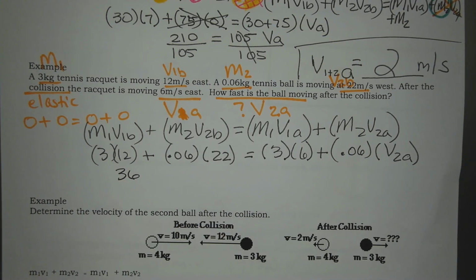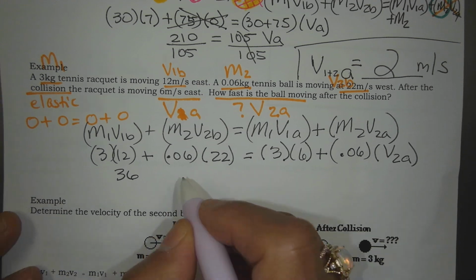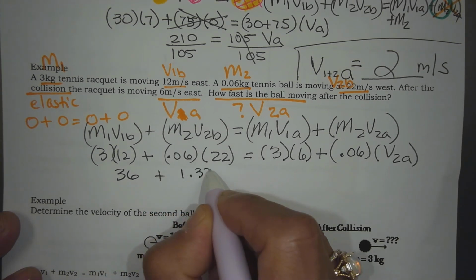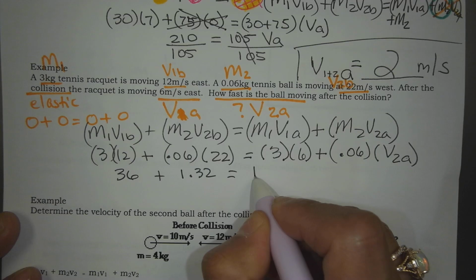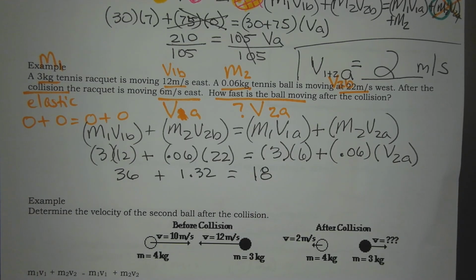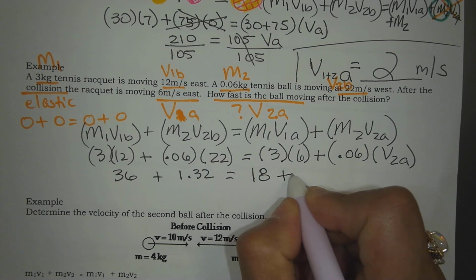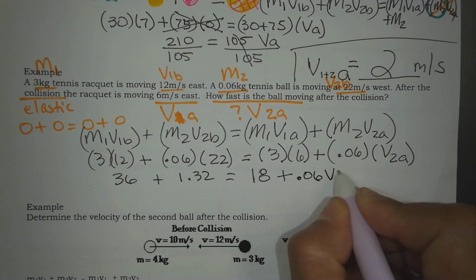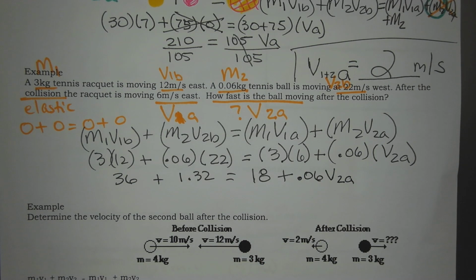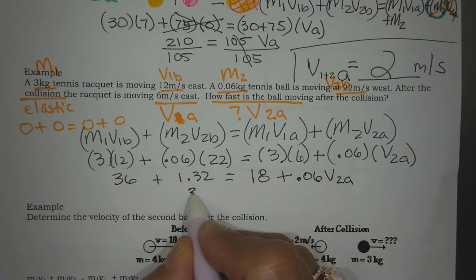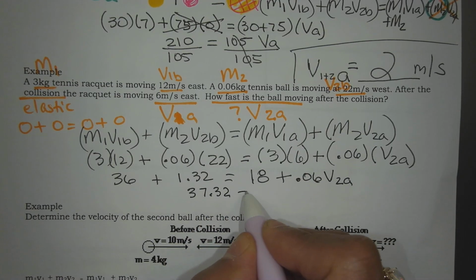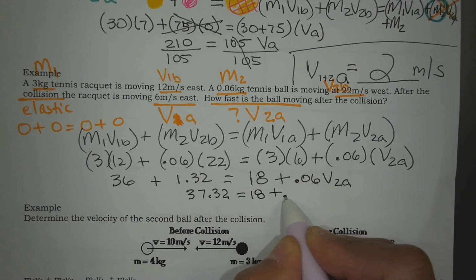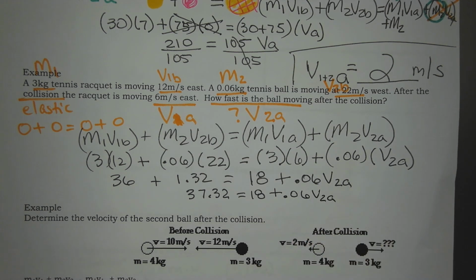This would be 36. I don't have the numbers in front of me, so let me get my calculator out. 22 times 0.06. I get plus 1.32 equals, what's this, 18? I'm that bad. 0.06 V2A. Okay, 36 plus 1.32. This comes out to 37.32 equals 18 plus 0.06 V2A. Whew.